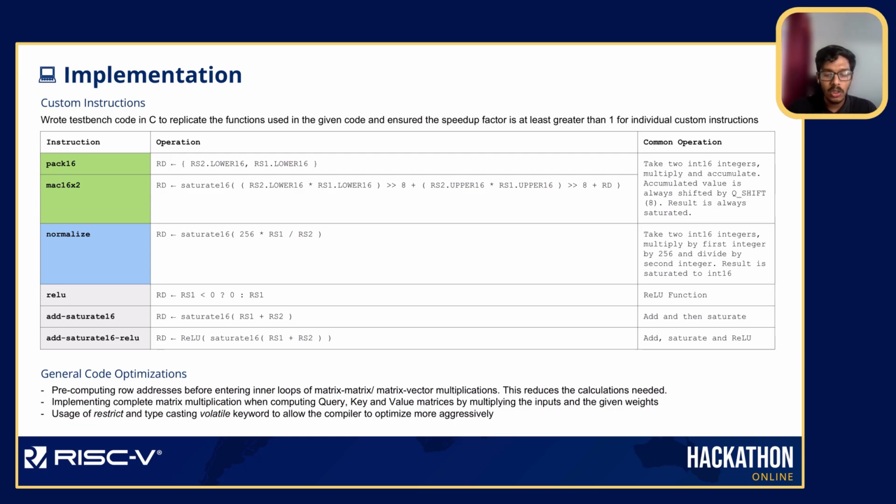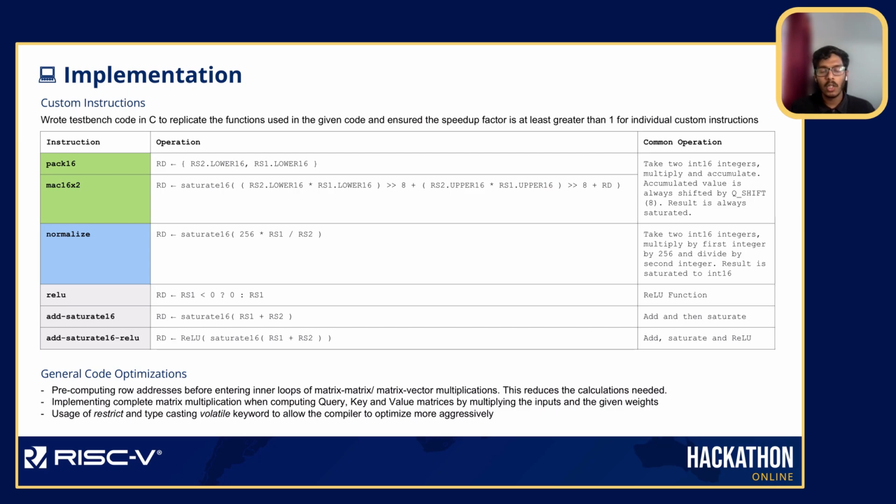So first step is to reduce the calculations by pre-computing the row addresses while doing the matrix multiplications. Second, we can reduce loop overheads by replacing matrix to vector multiplications with matrix to matrix multiplications, so that we don't have the vector loop, the main loop all the time, and just have a 3-layer loop.